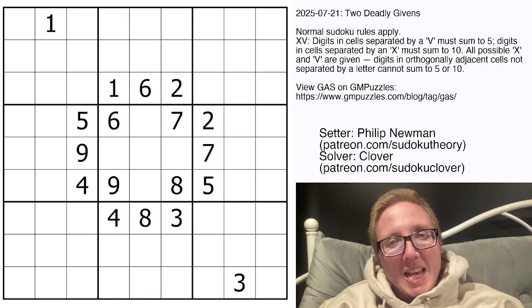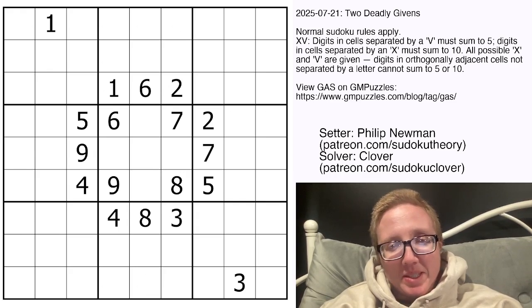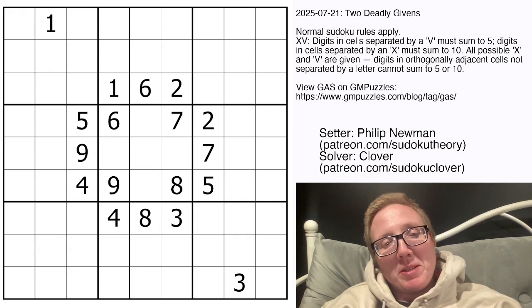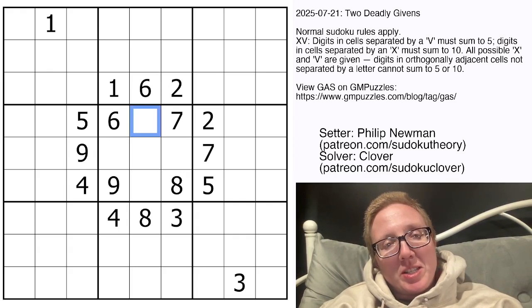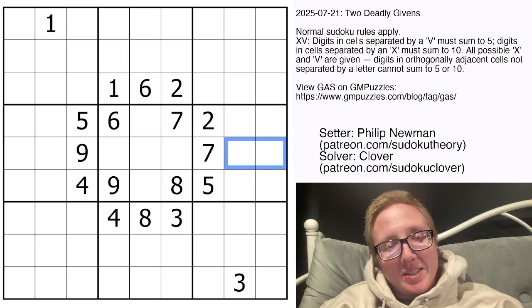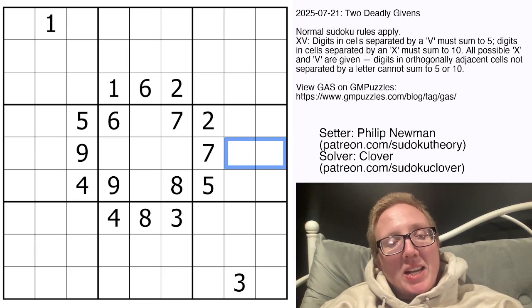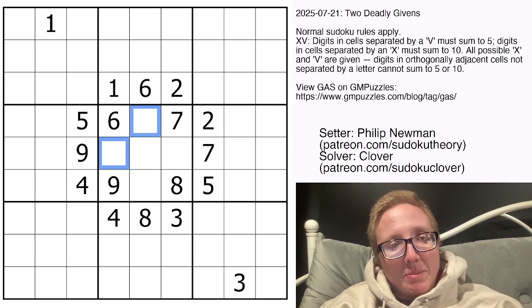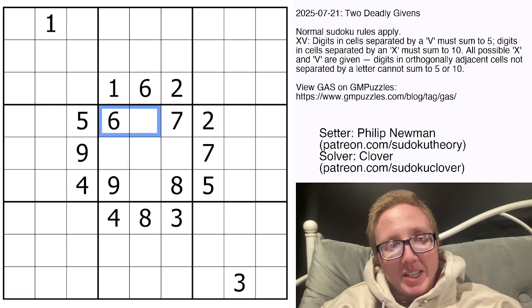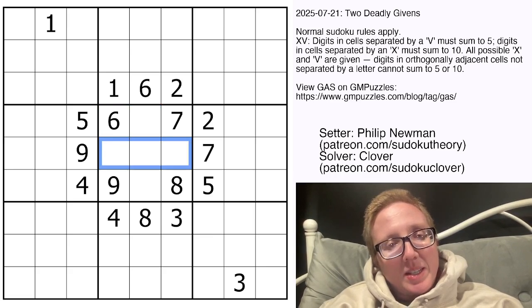Philip Newman. This is an XV Sudoku, not XV pairs, so that means there is a negative constraint here. In the case of this puzzle, because there are no X's or V's marked in the grid, that means that any pair of digits that are orthogonally adjacent, like these, or these, or these, and so on, cannot ever sum to 5 or 10. So for instance, I can't put a 4 in either of these cells because 4 plus 6 is 10, and so 4 can't ever go next to 6.